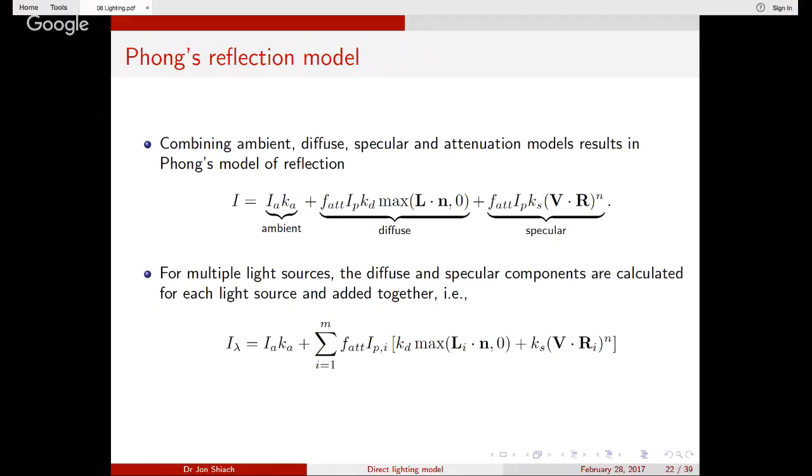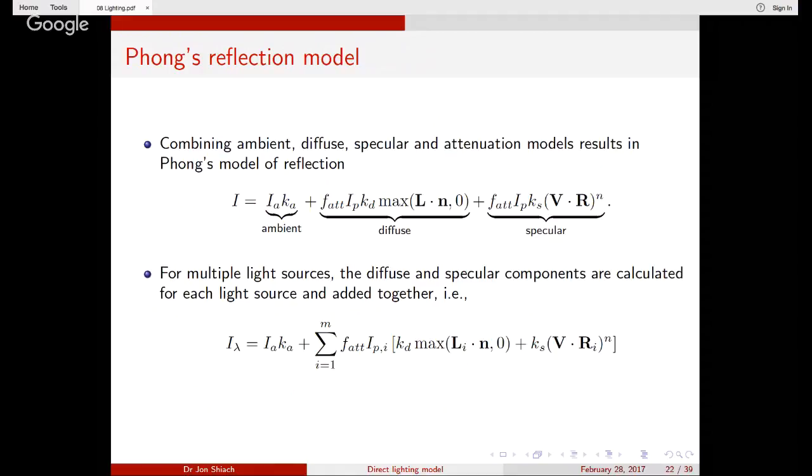Here I've multiplied it by FATT. Remember, this is a number between 0 and 1, so that will dim it if your object is far away from the light source. And there's your specular. Notice that both diffuse and specular use the same FATT and IP, so you can actually factorize that if you want. I have it that way in this case. And notice it's all about, instead of cosines, we have these dot products.